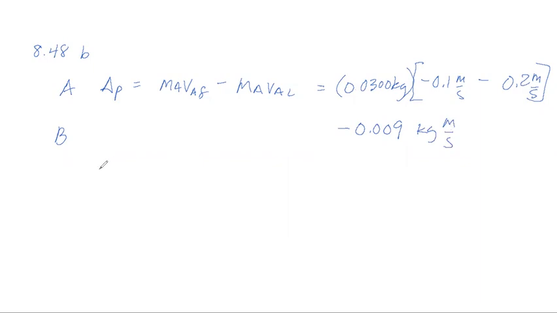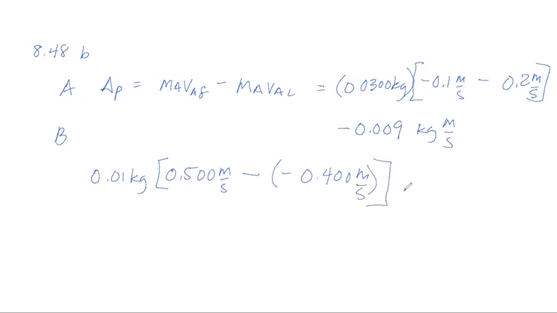Now for marble B, same thing. We'll go ahead and use the mass of B, which is 0.01 kg, times 0.500 meters per second minus a negative 0.400 meters per second. And working that out, we're going to get plus 0.009 kg meters per second. Conservation of momentum there.